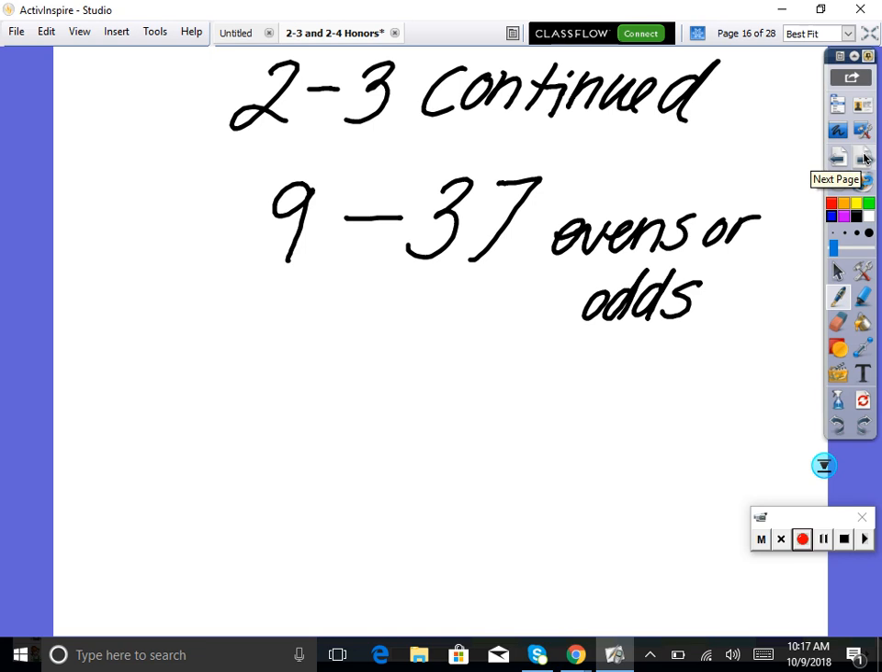2-3 continued. You're going to do 9 through 37 evens or every other even, right? Every other odd except for negative ones. I would do everything with a negative exponent. How many are there? Oh, you're working on the odd. I'd at least do three negative exponents and make sure you're good at them. That's just me though.